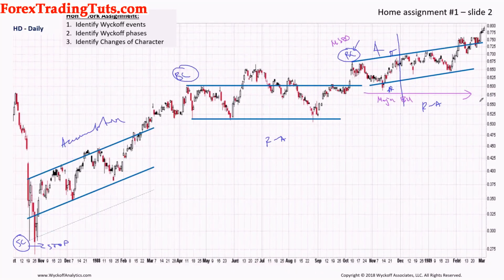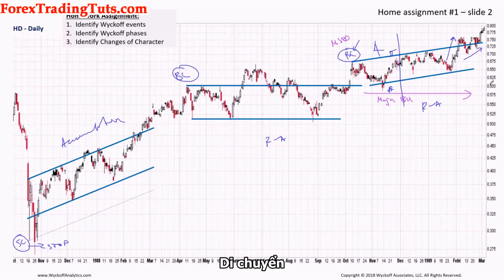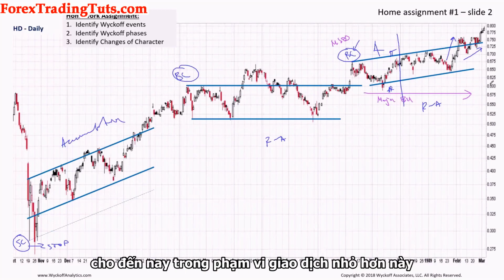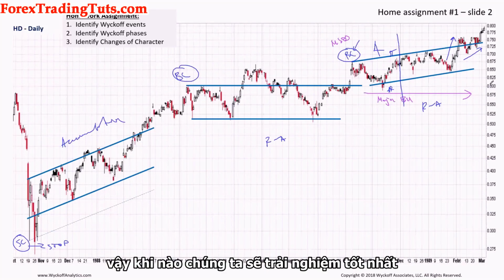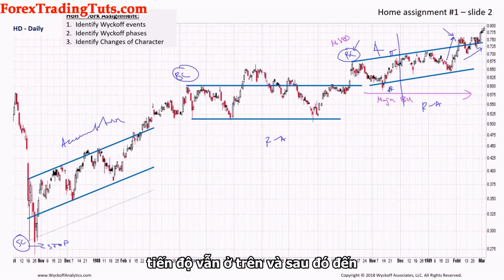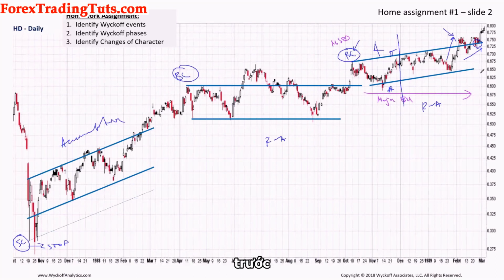Okay. Look at the character with which this rally and this reaction moves. How would we label those? Is this the best rally so far in this smaller trading range? Yeah, it is. So when would we experience the best rally in the trading range that commits above the resistance, sustains that progress, stays above, and then comes exactly to the support level which acted before as a resistance?